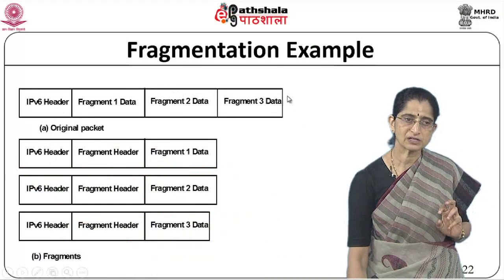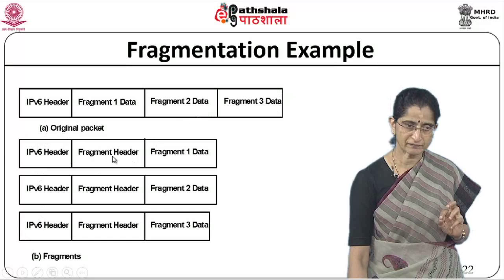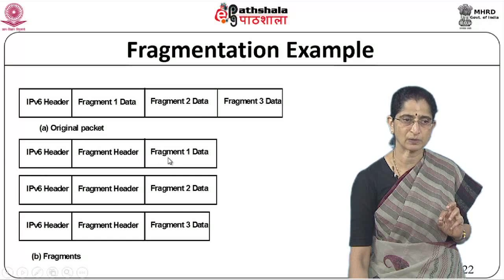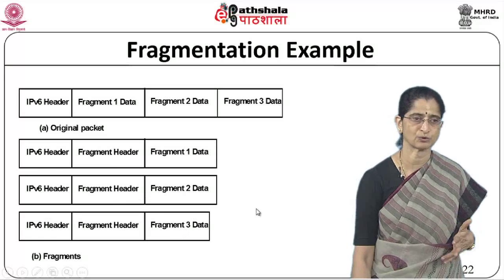So if this is my original packet which has IPv6 followed by so much of data, the fragments will be IPv6 followed by a fragment header, and then you will have your fragment 1 data. Then the next fragment will have a fragment header, fragment 2 data, fragment 3 data, and so on, okay.